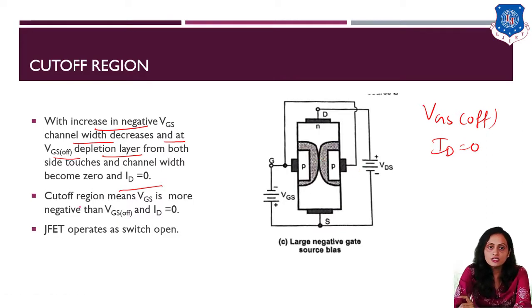The cutoff region means VGS is more negative than VGS(off) and ID is 0. So if we apply VGS beyond VGS(off), then ID becomes 0, and this particular region is called the cutoff region. That is, VGS is beyond VGS(off).